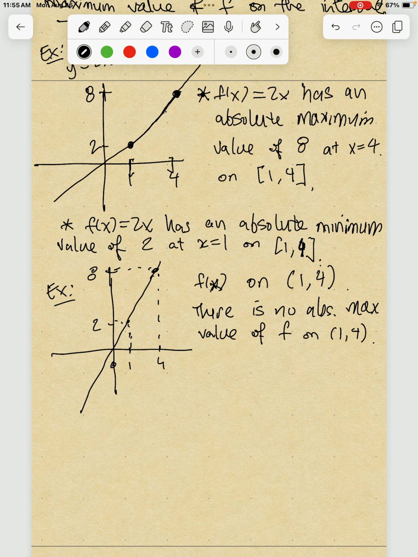How come? Because the value 8 is not attained, right? 4 is not in the domain of the open interval from 1 to 4 because we excluded 4 from it. So if you look at what's going on with the y values, as x gets closer and closer to 4, they attain all the values from, say, 6 when you plug in x equals 3, from 6 up, except you exclude 8.